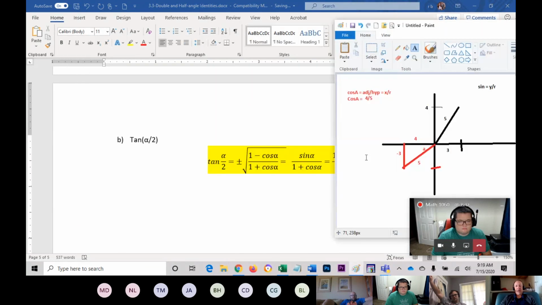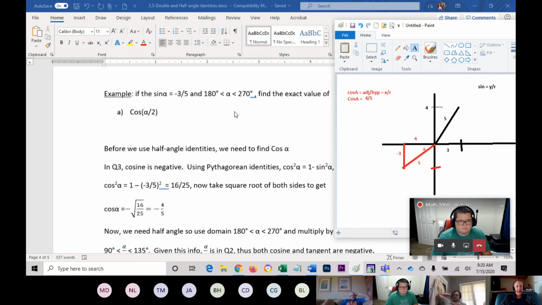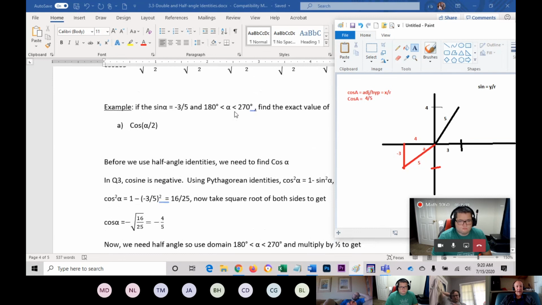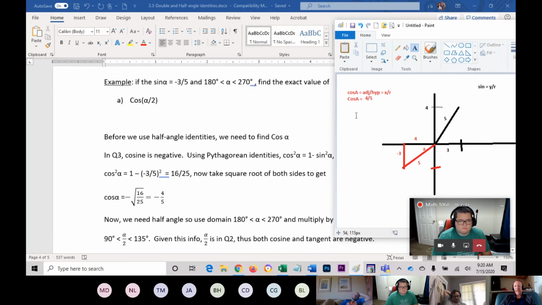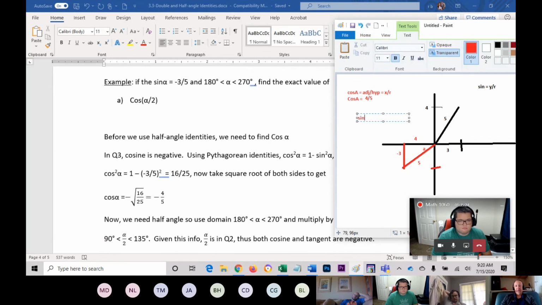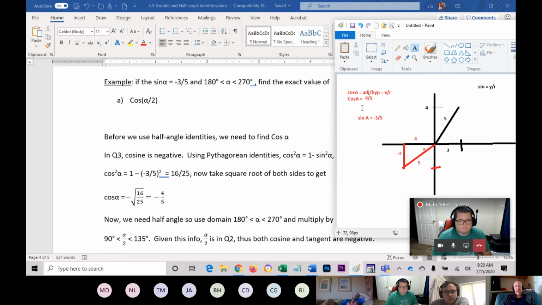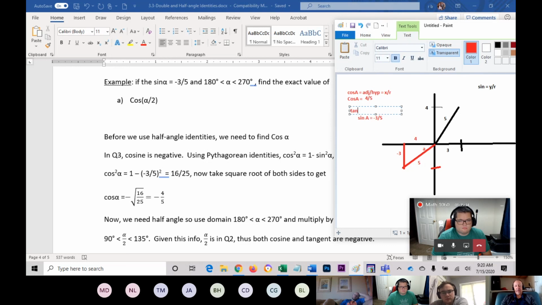Now, let's go back to our graph here, because we've got the sine. Didn't we give us the sine? Yeah, the sine of alpha was -3/5. The cosine we figured out was there. We could also figure out the tangent. Let's figure out the tangent just for fun. Tangent of alpha.